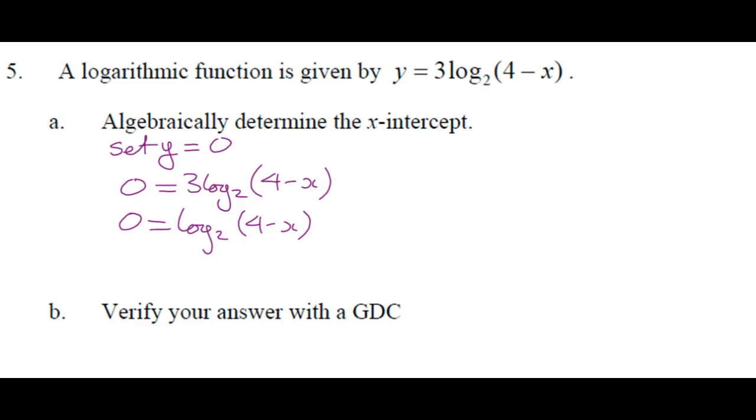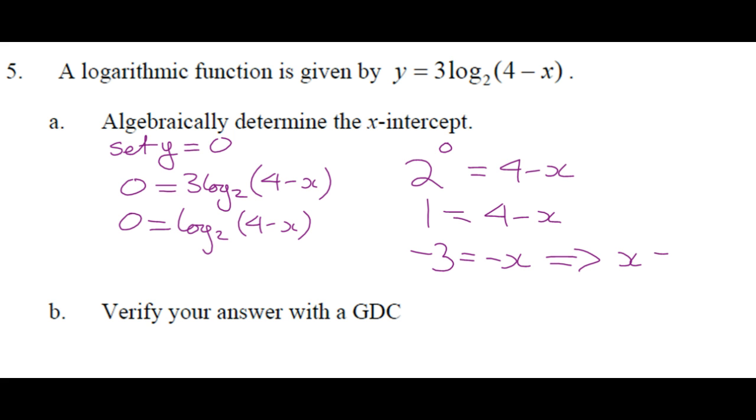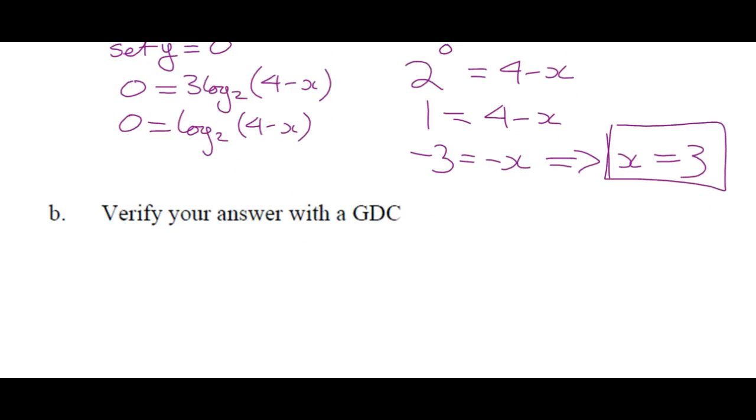I don't know what to do with that, but I know I can change it to exponential form, right? So that I can say what? The base 2 to the exponent 0 is equal to 4 minus x. 2 to the 0 is 1. Subtract 4. So there's your x-intercept, right? X is equal to 3. That happens, you get 4 minus 3, which is 1. Log base 2 of 1 is 0. 3 times 0 is 0. Y is 0. Verify your answer with the GDC, for you to do.